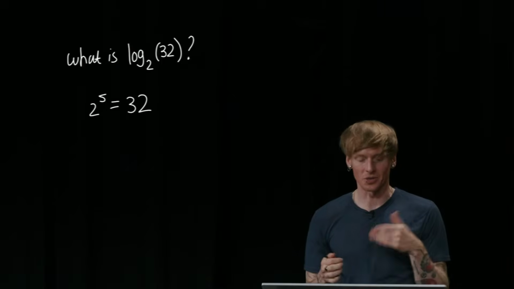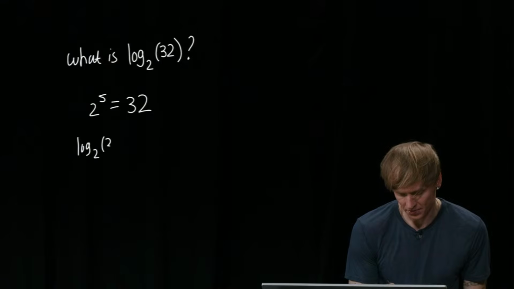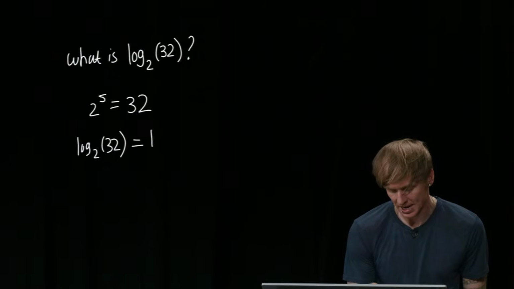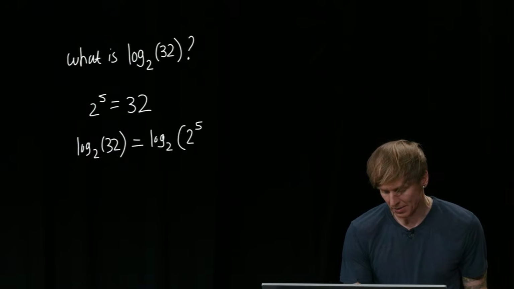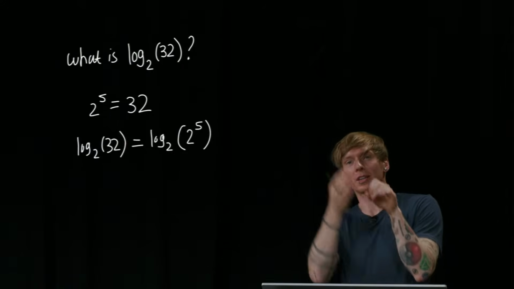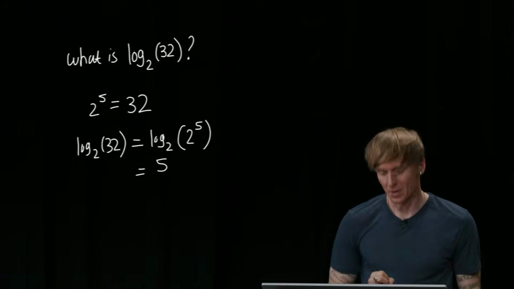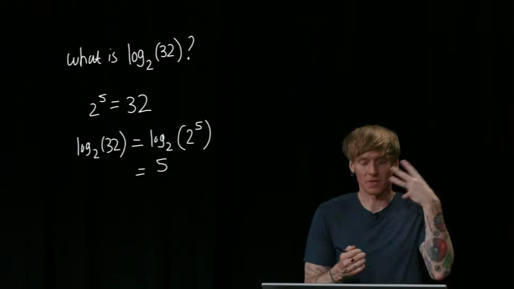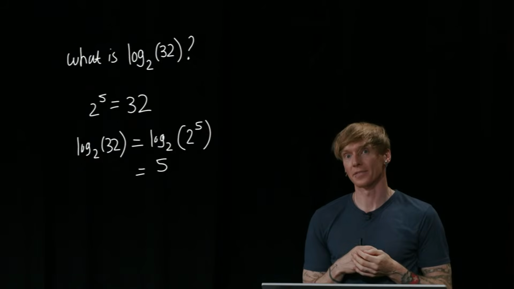So if we write that down, then what we can do now is take that and put the 32 inside the log. So log base 2 of 32 is the same as log base 2 of 2 to the power 5. And now we can really clearly see how the log and the exponentiation cancel out. And that's just going to leave us with the answer 5. So the value of log base 2 of 32 is just 5.